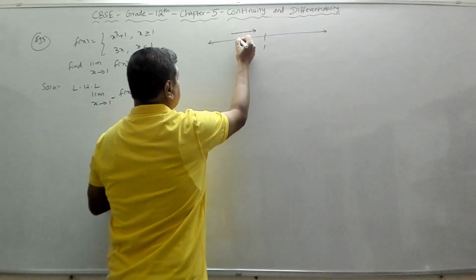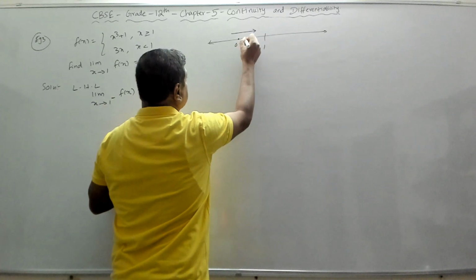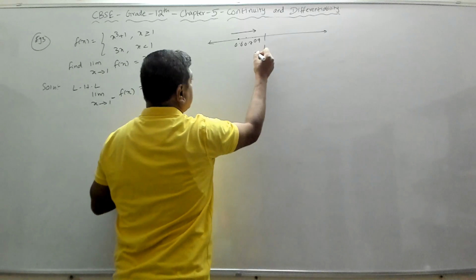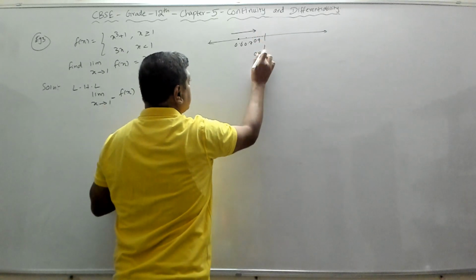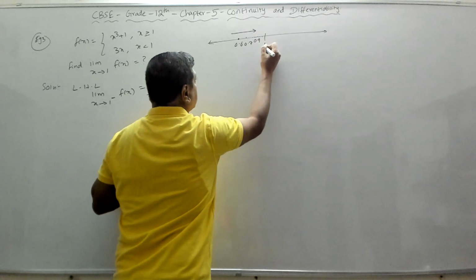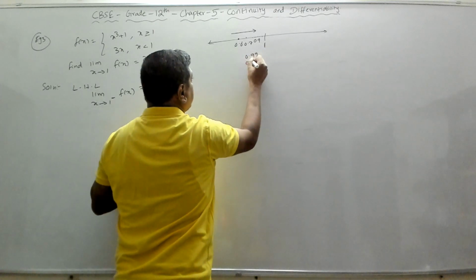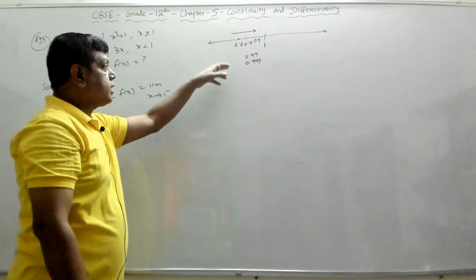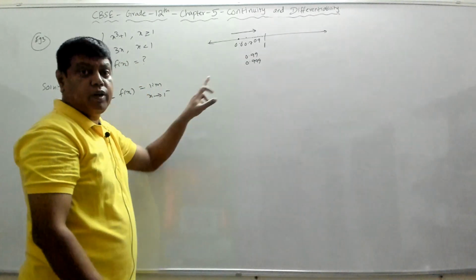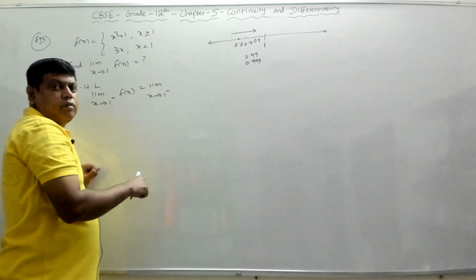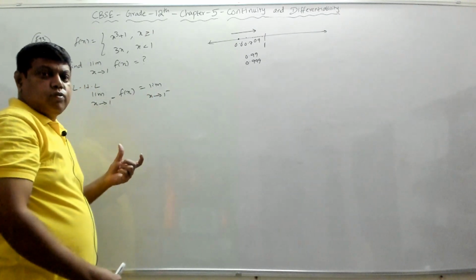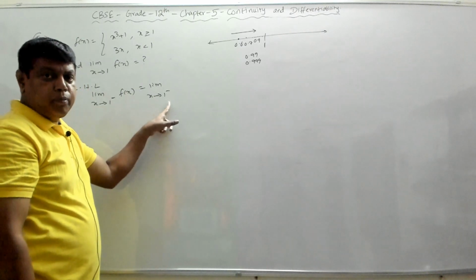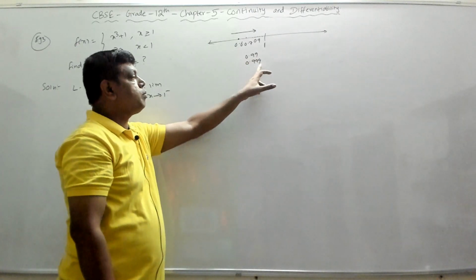So the values on the left side of 1 will be 0.6, 0.7, like that, then 0.9, 0.99, and like that it will go towards 1. This is your 1. So 0.99, 0.999. The values will be like this. So what is our x? We can choose any one of these values. We have to choose a value very, very close to 1 but less than 1. So which means 0.99.